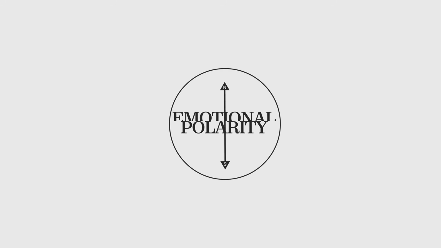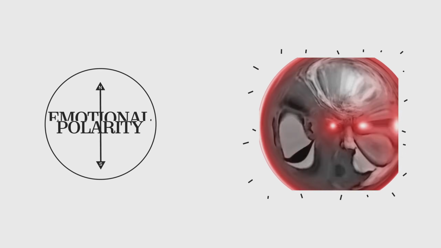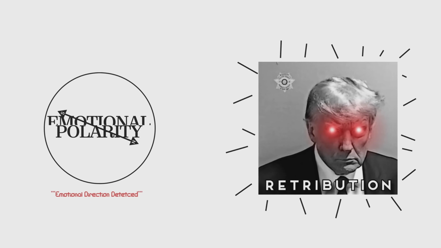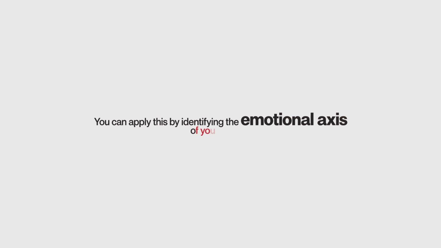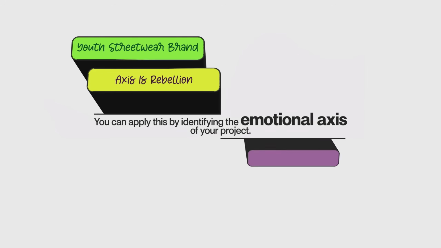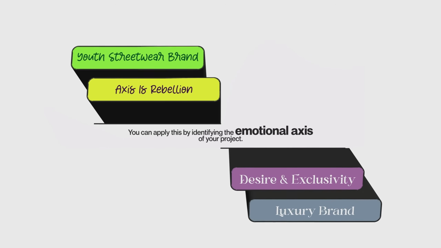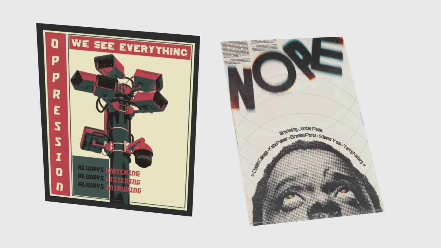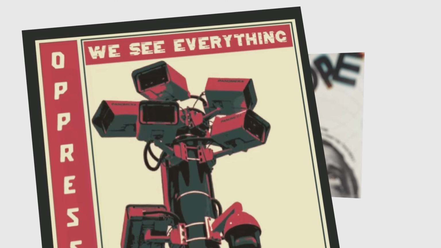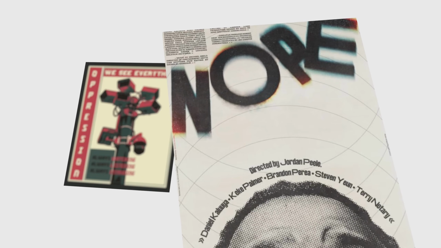When a design sits comfortably in the middle, it's forgettable. But when it's confidently picking an emotional direction, even if it alienates some viewers, it becomes memorable. Now, you can apply this by identifying the emotional axis of your project. If it's a youth streetwear brand, maybe your axis is rebellion. For a luxury brand, it's desire and exclusivity. Everything, the typeface spacing, the photography, and the tone, should align to reinforce this axis, which essentially targets a specific group of people. The result is emotional singularity, which gives your work strength and identity.